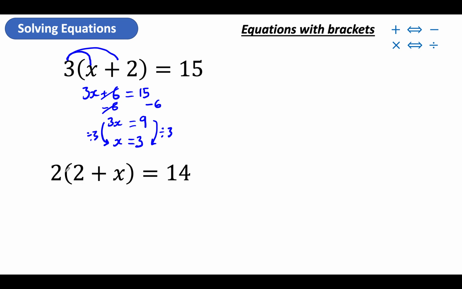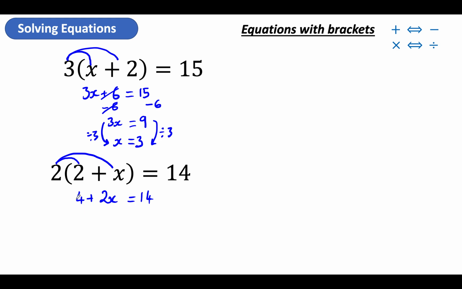So again, we've got some brackets. Let's expand the bracket first, and then we can solve. 2 times 2 is 4. And then 2 times the x, we just write as 2x, because it means 2 times x. They're both positive, so happy days, it's still positive. And we know from the original equation it's equal to 14.